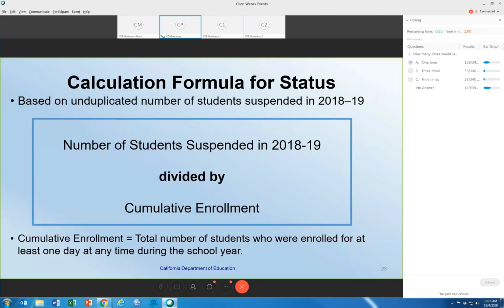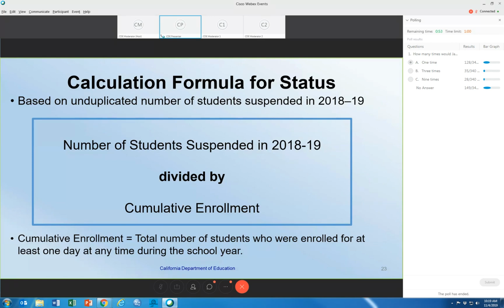The calculation formula we use to achieve status for suspension level is based on the unduplicated number of students suspended in the 2018-19 school year. The rate is calculated by looking at the number of students who were suspended in 2018-19, and it's divided by the cumulative enrollment for that LEA or school or student group for 2018-19. And as a reminder, cumulative enrollment are the total number of students who are enrolled at least one day at any time during the school year.